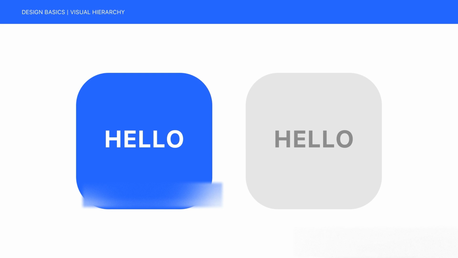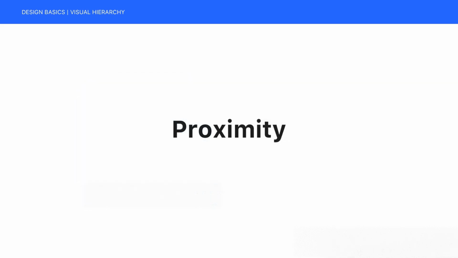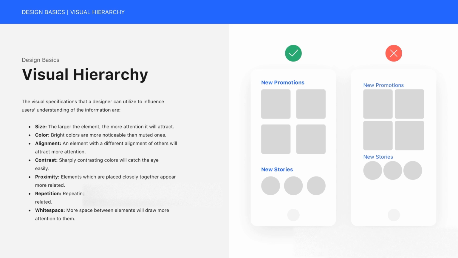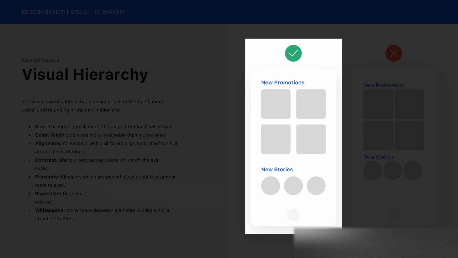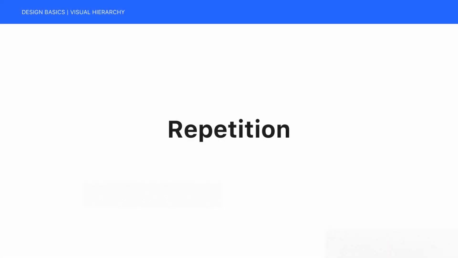The next item is proximity. Elements which are placed closely together appear more related, and that's true. If you look at the pictures on the right side, you can see we have two different screens. Let's focus on the left screen. As you can see, we have two different sections, new promotions and new stories. Can you realize that elements in both sections are placed closely together so that users can easily understand that they are related together?